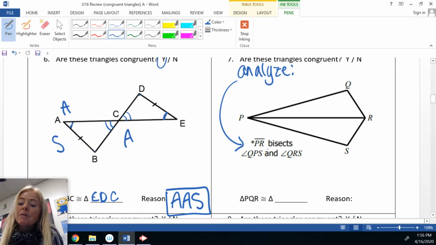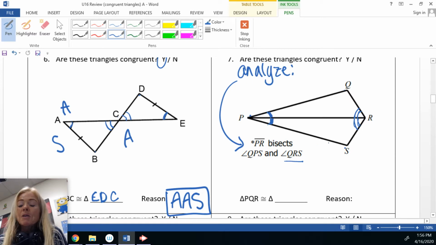That's the given. So if segment PR bisects angle QPS, so here's QPS, that's this angle that's right here. Then if PR is a bisector, then this angle and this angle are going to have to be congruent by definition of bisector. So we have one set of congruent angles, and then it also bisects angle QRS, which is this angle right here. So if that angle is bisected, then this angle is congruent to this angle.